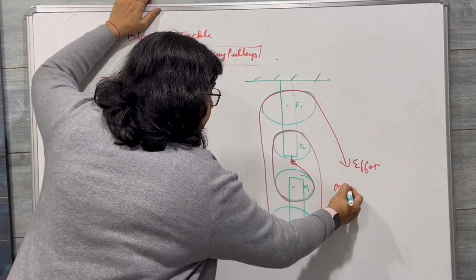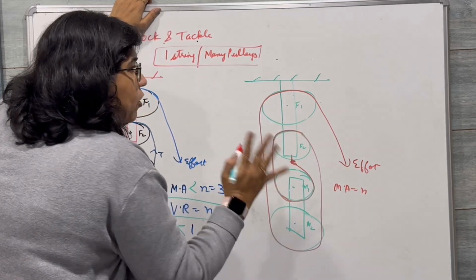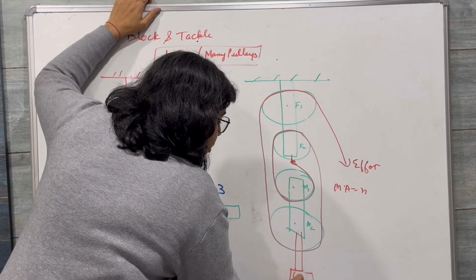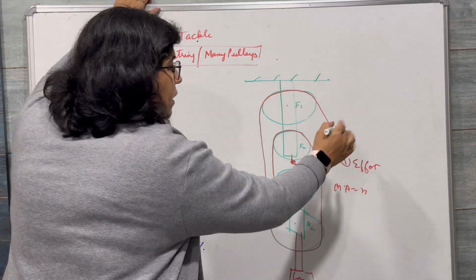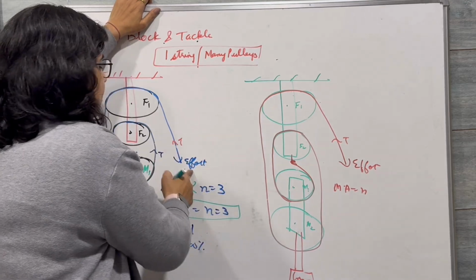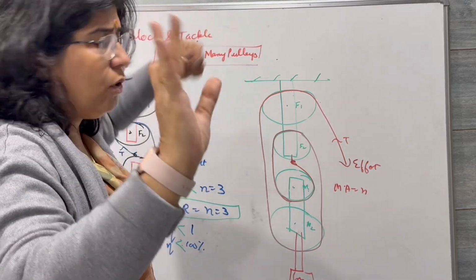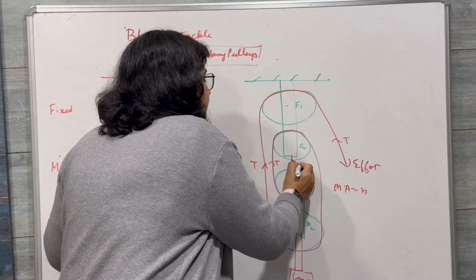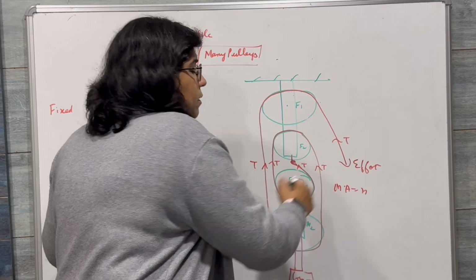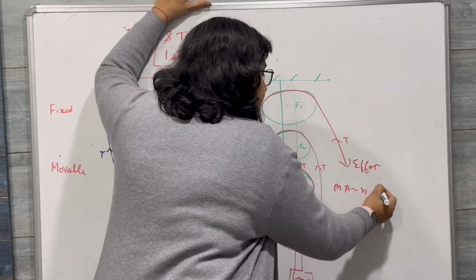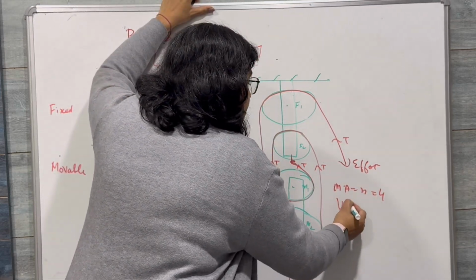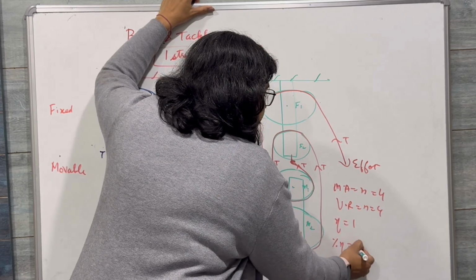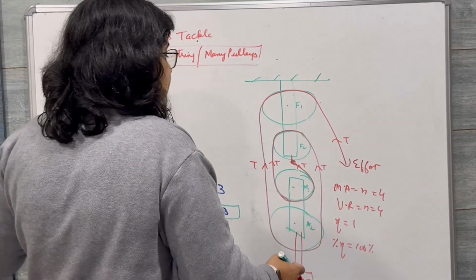Here again, mechanical advantage is N. N is number of pulleys. 4 pulleys. And how many strings are bearing the load? Not this one. This is bearing the effort here. So effort is equal to T, वो अलग बात है. But how much is the load bearing? One is this, T, T, T and T. 4. That is the number of pulleys. So mechanical advantage is 4. Velocity ratio is again N, it is 4. Efficiency is 1. Percentage efficiency is 100% for ideal cases.